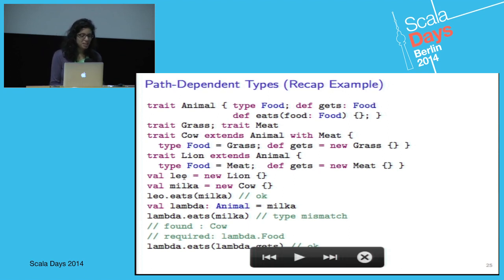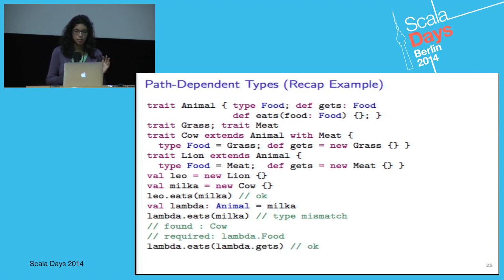Yeah, so if we have Leo the lion and Milka the cow, then Leo can eat Milka. That's okay, because Leo eats Meat, and here you can see that Cow is also a subtype of Meat. On the other hand, if you have an unknown animal, lambda, then it cannot eat Milka, right? Because abstractly, all we know is that it can eat this lambda.Food, and we know nothing else about it. And here we just got Milka as a Cow, so we can't subtype these things. On the last line, you see that lambda.eats can eat what it gets, right?